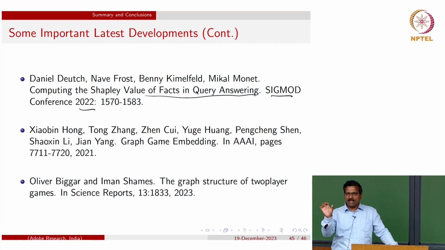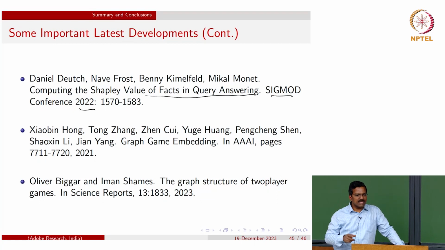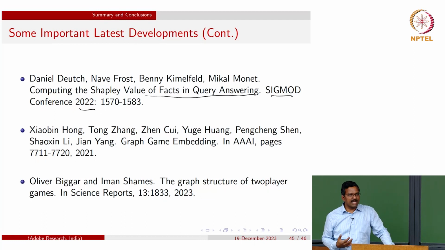So for every token in the output, they construct provenance graphs, and these provenance graphs they use to calculate the influence of input records over the output records. That's where they use the Shapley value. Very recently, SIGMOD and VLDB, the top-notch conferences in the database management systems area, are publishing these kinds of papers.